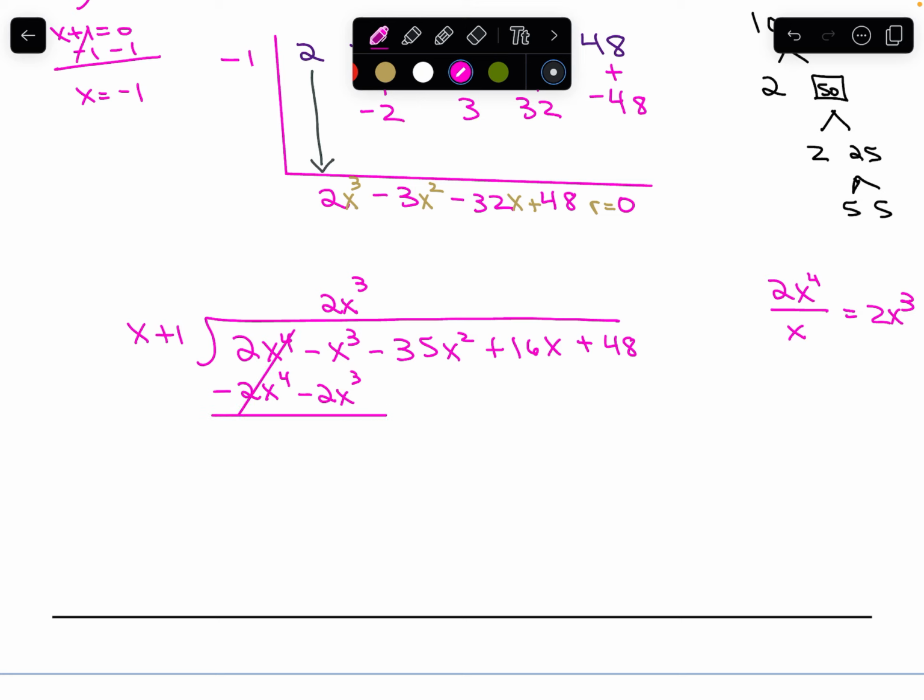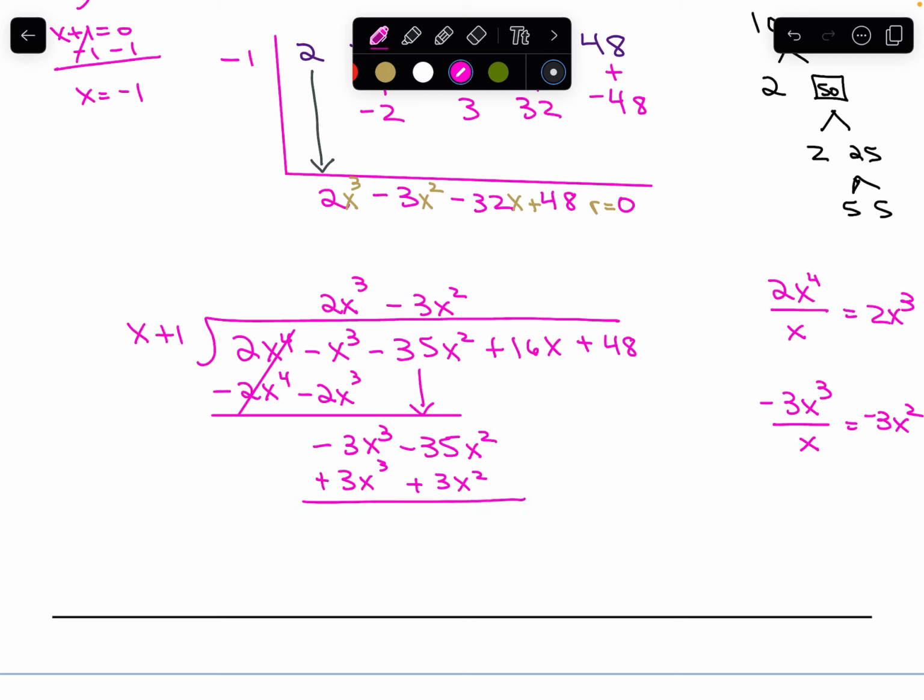First term crosses out here, and I get -3x to the 3rd. I'm going to bring down this -35x squared. Now I'm going to take my first term of -3x to the 3rd and divide it by x, and I get -3x squared. I'm going to multiply back, so -3x squared times x is -3x to the 3rd. -3x squared times 1 is -3x squared. Change both of my signs. And I end up with -32x squared.